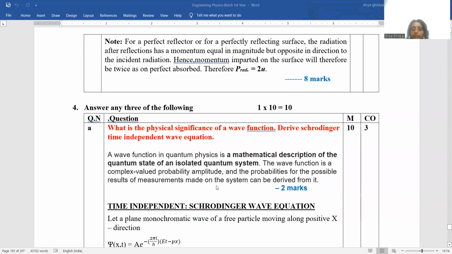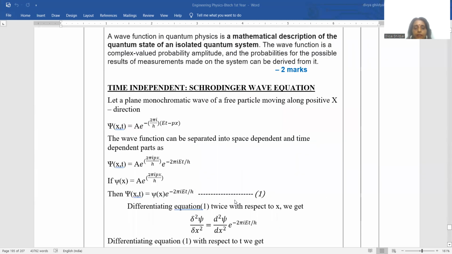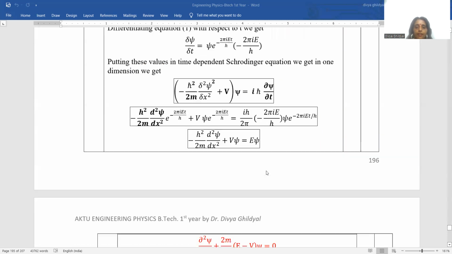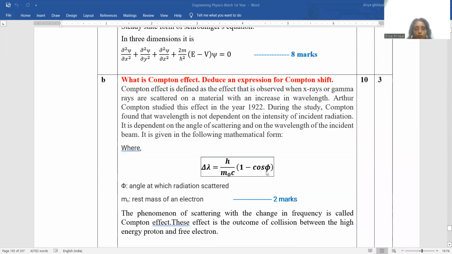What is the physical significance of wave function? Derive Schrodinger's time independent equation. For writing physical significance, I will get 2 marks, and for deriving the Schrodinger equation, I will get my remaining 8 marks. So the wave function is basically a complex valued probability amplitude, and the probabilities for the possible results of measurements made on the system can be derived from it. And then I will derive my Schrodinger wave equation.